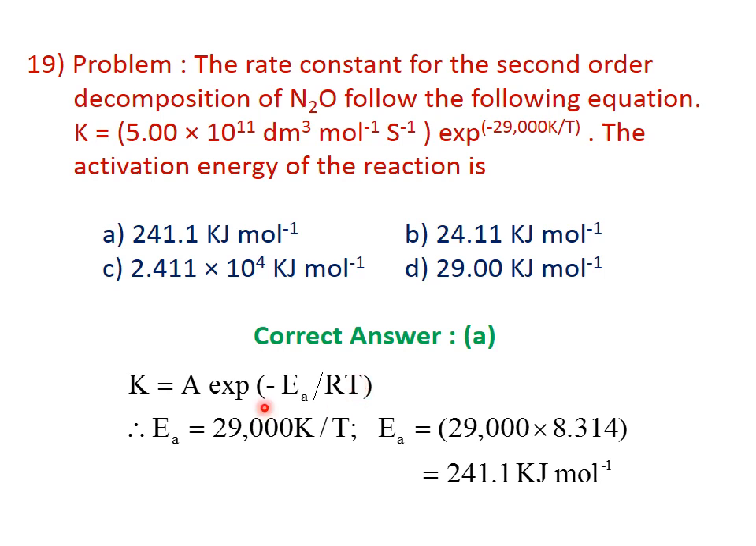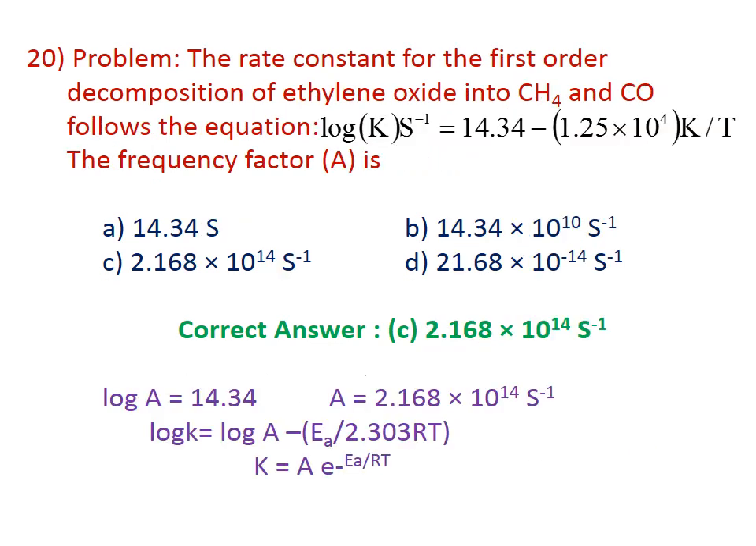If you multiply by R, look, in place of EA this whole factor is here. Multiplying this, EA will be equal to 2.303 into R by T. The T cancels out: T is here and T is here, so it cancels. So if you multiply by R, you will get 241.1 kilojoules. The correct answer is B.